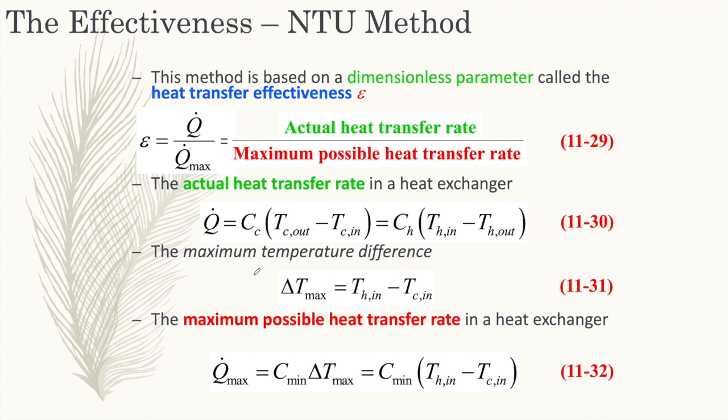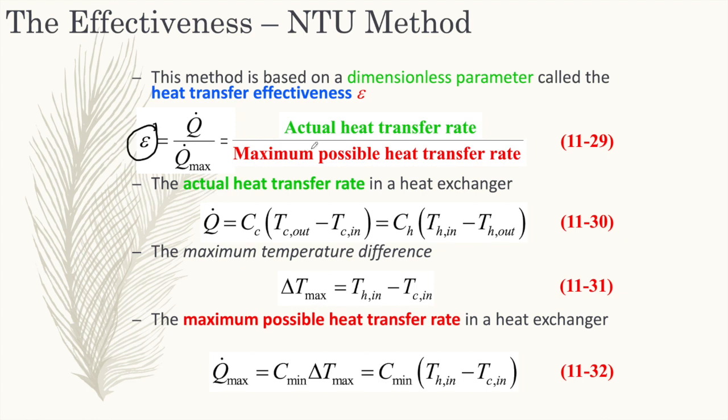This method is based on a dimensionless parameter, epsilon. As we can see here, epsilon represents the dimensionless parameter, or what we call the heat transfer effectiveness. So how do we calculate the heat transfer effectiveness? Here we have the equation: actual heat transfer rate divided by maximum possible heat transfer rate. This is the equation for finding the effectiveness, epsilon.